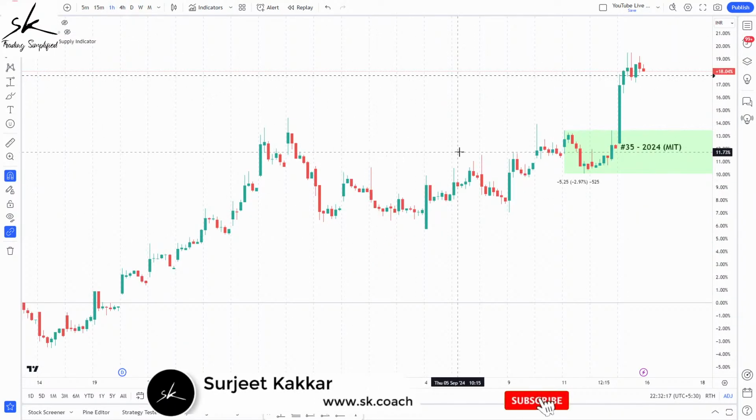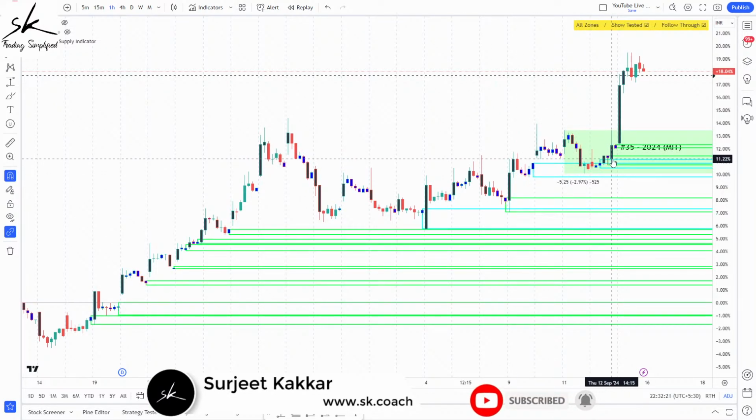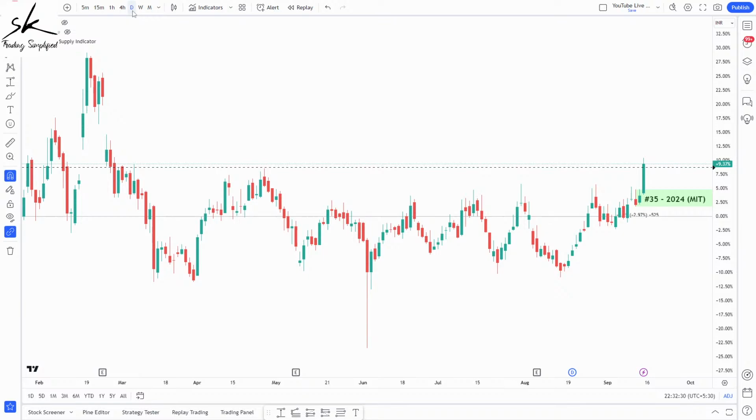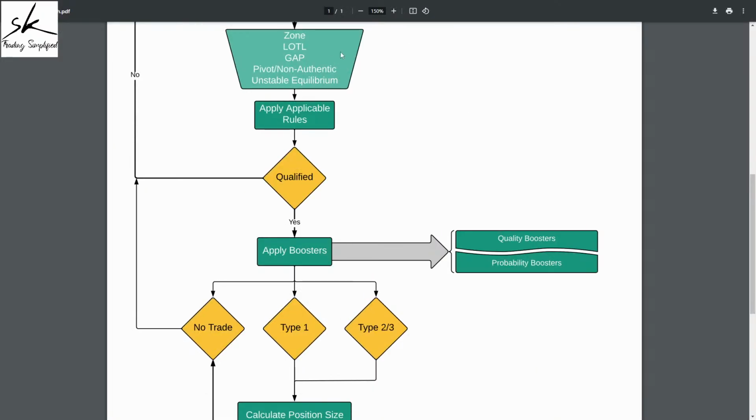So my condition number one is true. Condition number two is on the refining time frame. We need authentic zone. Authentic means rally-based rallies. So you can see we have a rally-based rally here. We have another rally-based rally here. So not just one, in fact, we have two authentic zones inside of it. So definitely, irrespective whether you're applying the conservative approach or the aggressive approach, in both the cases, this zone is qualified for us because based on the rules we apply for pivot non-authenticity, this is a qualified area. Next, unstable equilibrium is not applicable. So after applying all the applicable rules, is the zone qualified? Answer is yes.